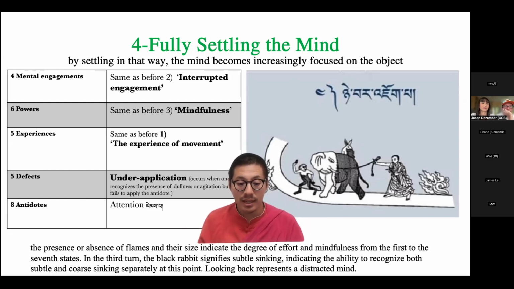And then the defect here is under-application, the fault at the fourth stage, because it occurs when one recognizes the presence of this dullness or agitation, but fails to apply the antidote, which is the antidote of attention, paying attention. If you don't pay attention, then what will happen, right? If a thief enters your house and you don't pay attention, then your house will be emptied, taking all the valuables lying around. So all this agitation and dullness are the enemy or the fault or thieves of our meditation. We have to apply the antidote to overcome it, which is mindfulness, awareness, vigilance.